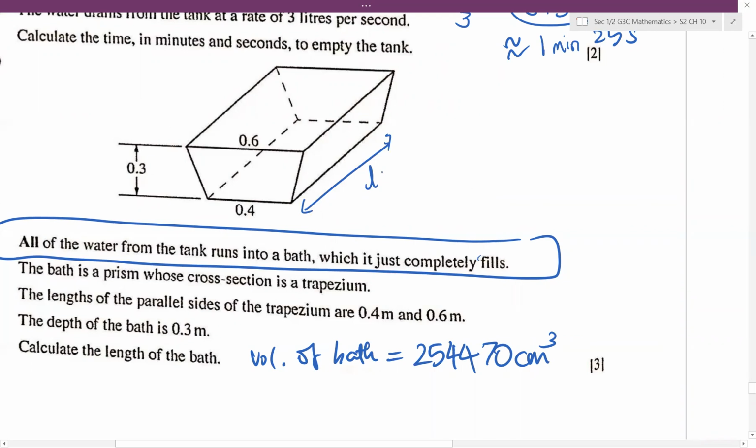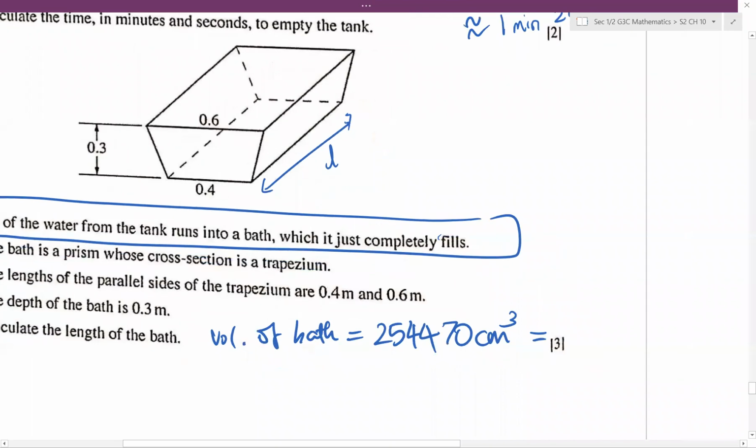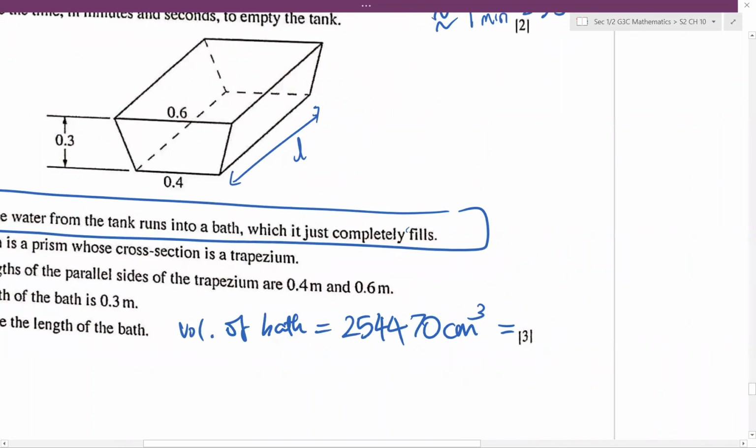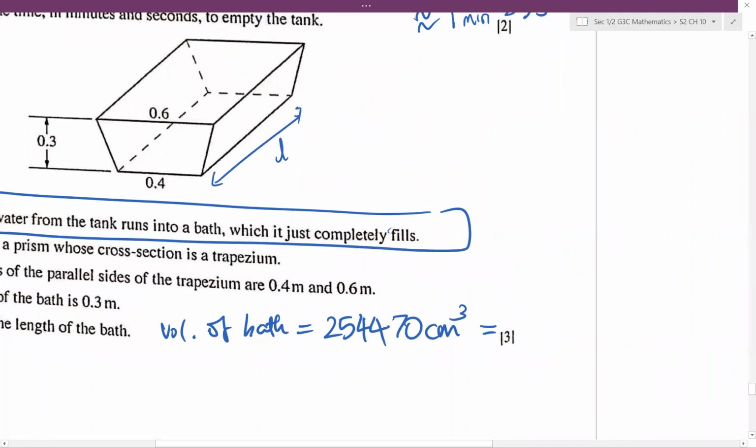Okay, so what do you think? If I tell you that the volume of this trapezoidal prism is 254470, can you give me an expression for the volume of that trapezoidal prism? Meaning, can you find out the volume? Okay, how to find that volume? Okay, good. This is equal to the base area of that prism, right? Which is what shape? Trapezium. How to find the area of that base?